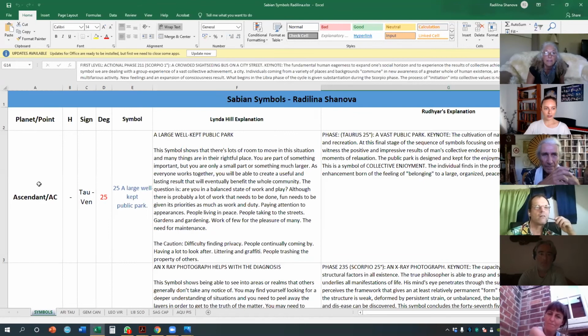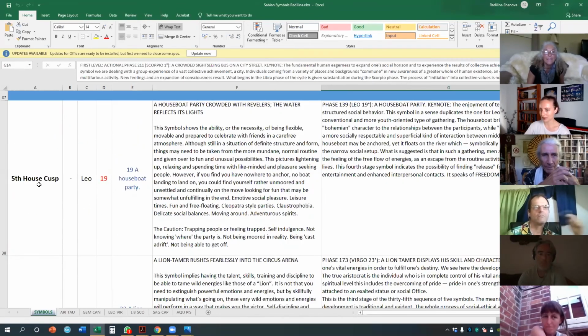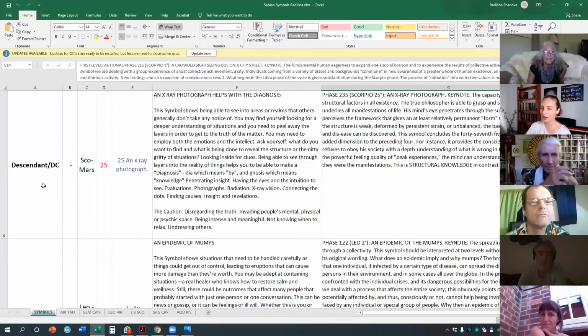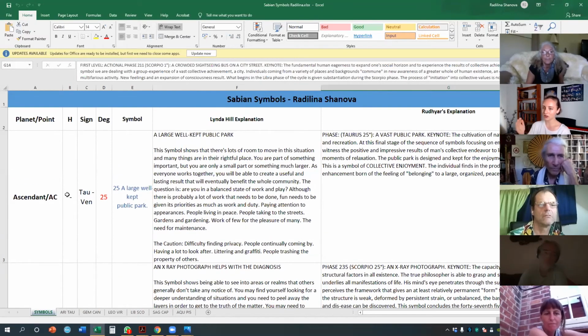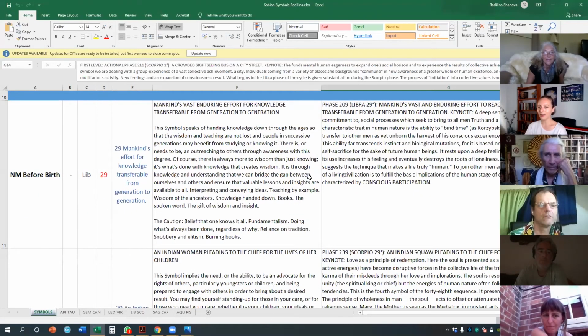Here I list all the points in the chart in the first column, all the planets, and also the cusps of the houses, like the cusp of the first, the second, and so on, and the nodes as well. Then I make a note where everything is by sign, by degree, and by house. And then I check the symbol. Here are all the symbols from my chart, one by one. I have extracted them from Rudyard's book. This is the second column here. For example, my new moon before birth is this symbol. And then this is from a website called sabiansymbols.com, which is by Linda Hill. It's a little bit more direct explanation.